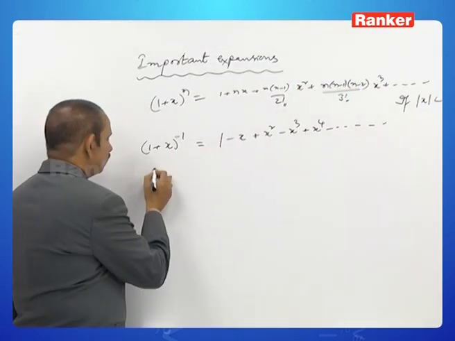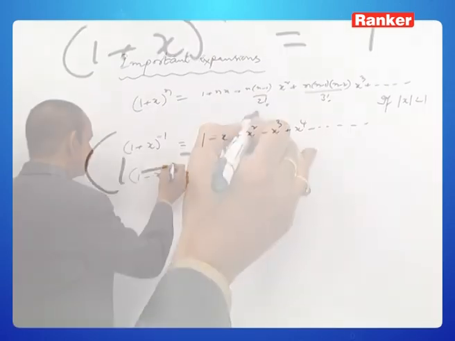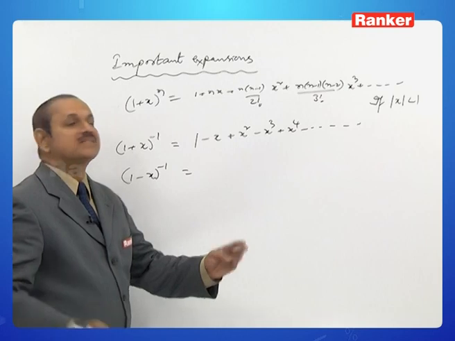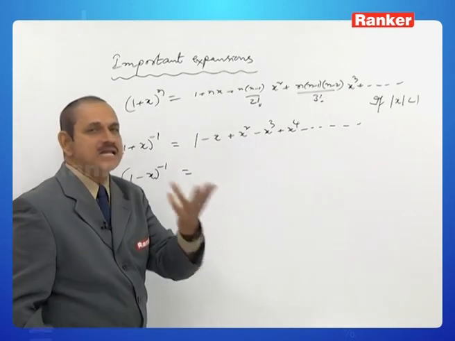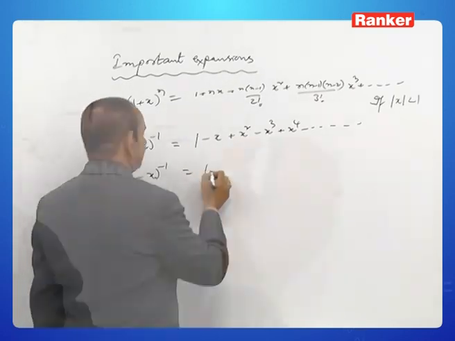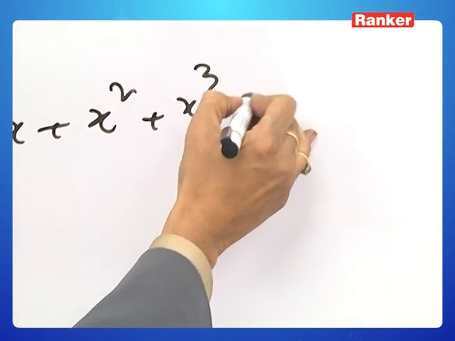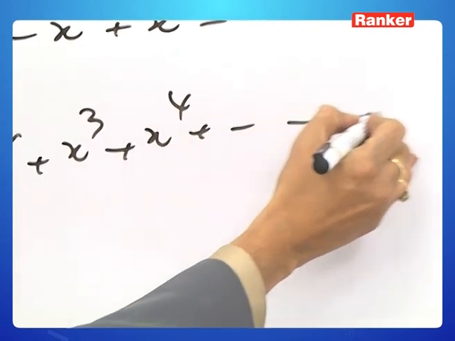Good. What happens for the expansion 1 minus x whole power minus 1? You just replace x here by minus x. What can we have? 1 plus x plus x square plus x cube plus x power 4 and so on.